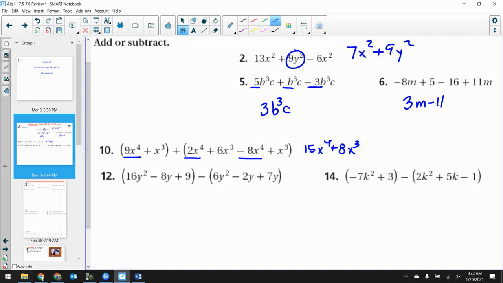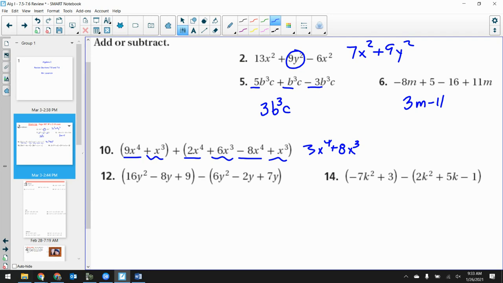Am I missing one? No. I like the 8x to the third, but I think that should be 15. I'm sorry, 11 minus 8. I think that should be a 3x to the fourth. 3x to the fourth. We double check that. 9 and 2 make 11. Yeah, minus 8 should be 3. Does that make sense? Yeah.